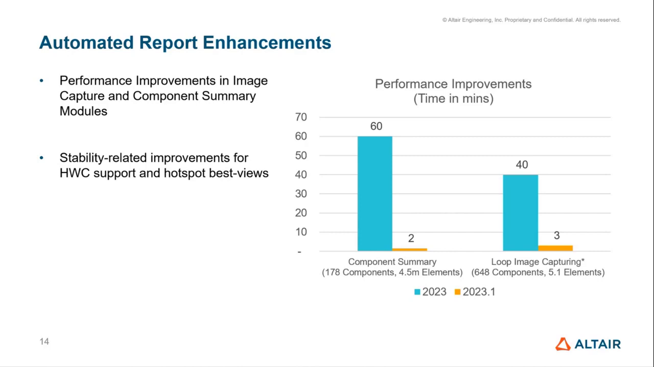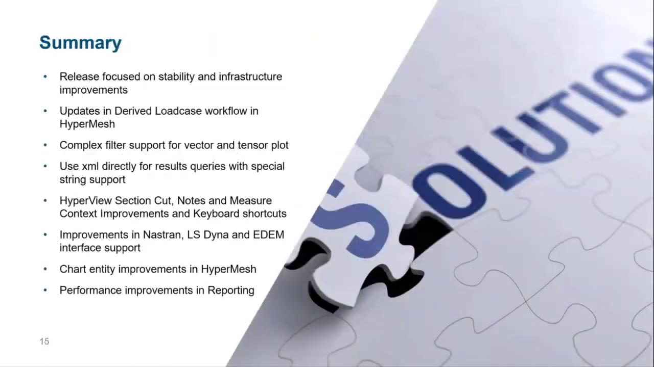Having said that, let me now quickly summarize what we have seen so far today. Like Michele mentioned right in the beginning, we've mainly focused this release on stability and infrastructure improvements because it was right on the heels of 23, which was a major release for GUI improvements. Having said that, we ended up adding some updates in the derived load case workflow in HyperMesh. There were some complex filter support related improvements in the vector and tensor plot in HyperMesh. We also saw in a quick snapshot how the XML can be directly used for result queries, and you could even use special strings there to get to the last frame of any given nonlinear load case.